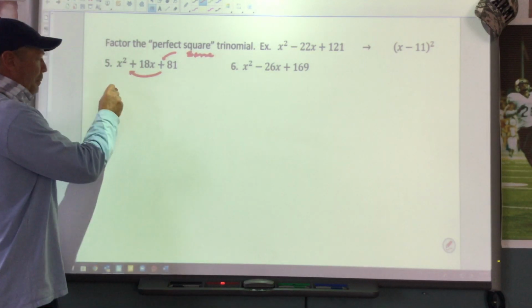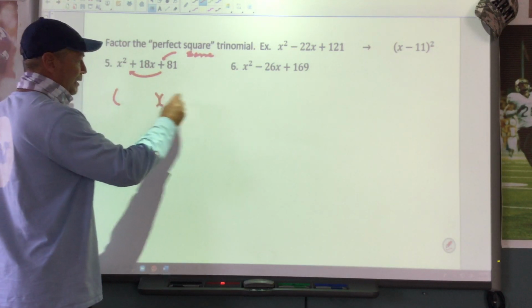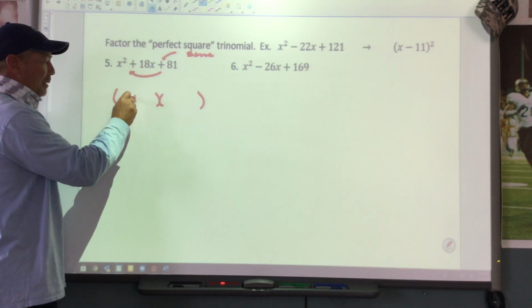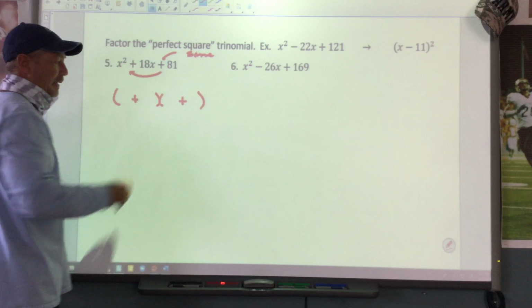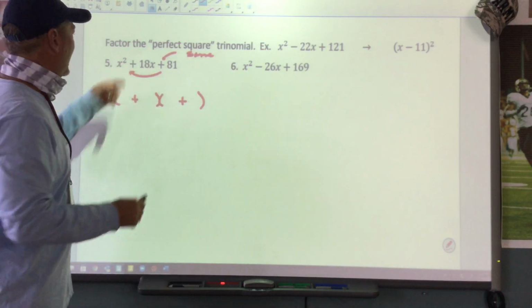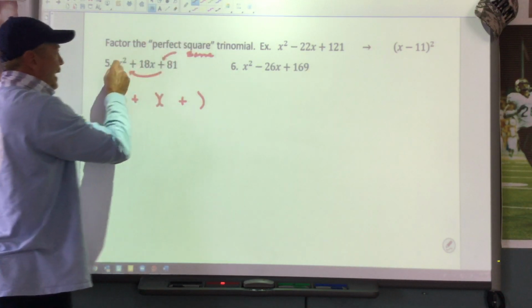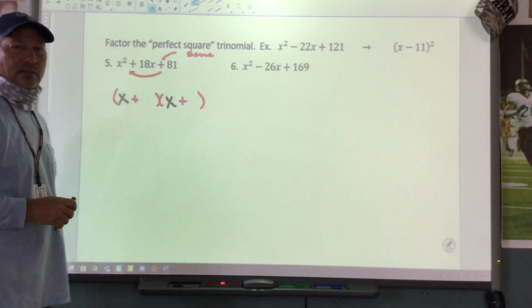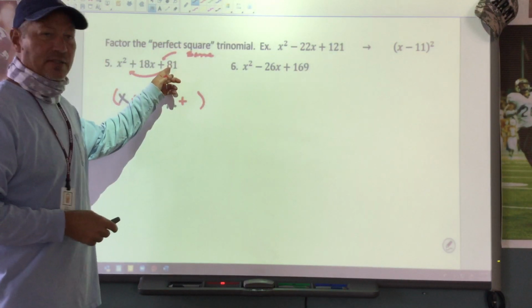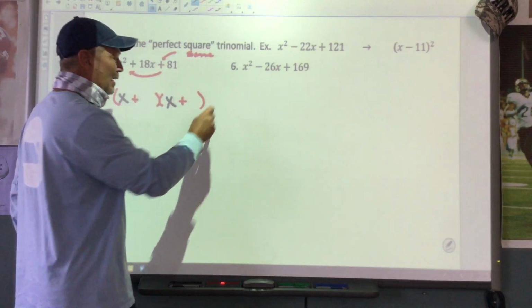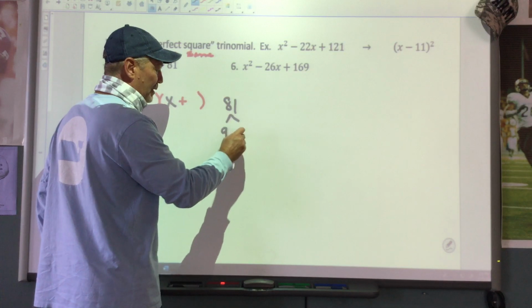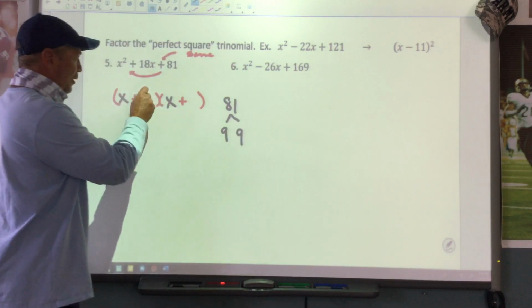So when I set up my parentheses, the signs are going to be the same. They're both going to be pluses. We break down the x squared. The x squared is going to be x times x. And then we have to break down this 81, which is going to turn out to be 9 times 9. That's what goes in the back end.